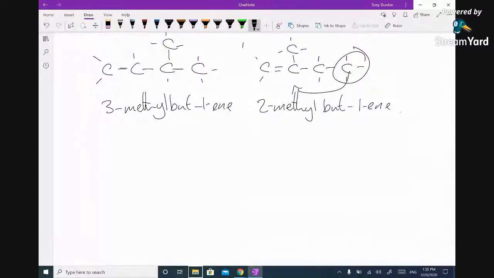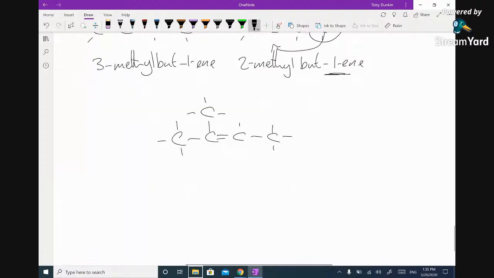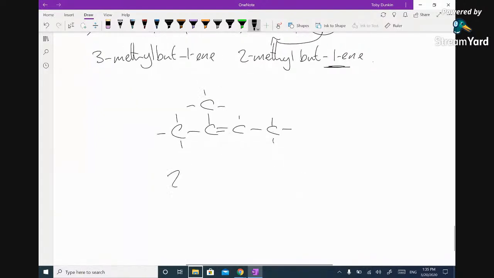But could I move the butene? The answer is I can. I could move that one there, and I can now put this one here. It's so easy to do. There we go. There's another one. So this is 2-methyl-1-butene. Can I move it anywhere else? No, because if I move that to there, it then becomes the same thing from a different direction. So that's now my final one.